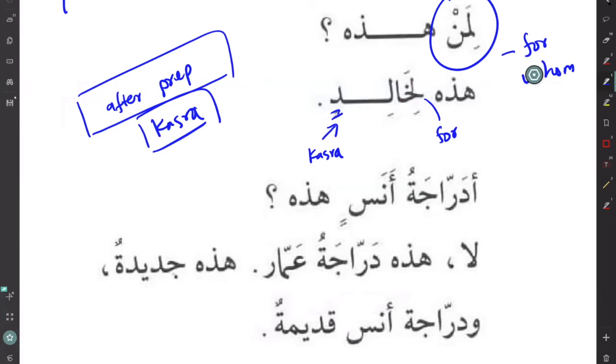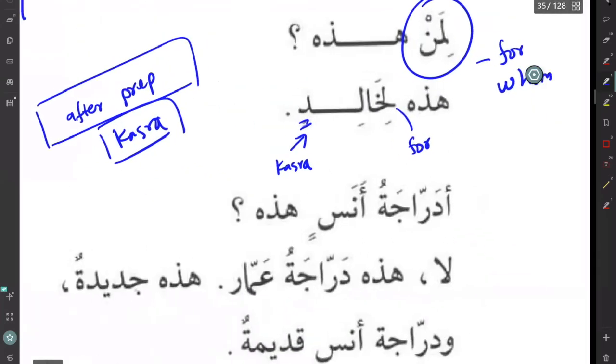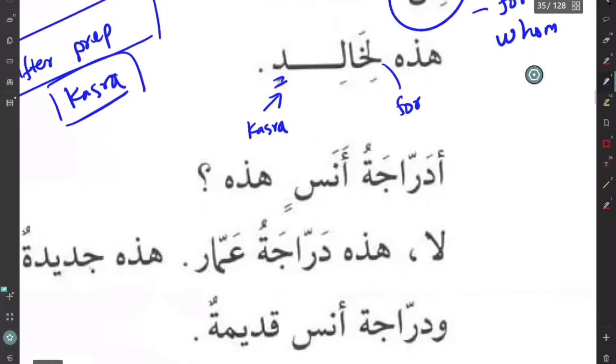Last time, I think we learned four of them. So this is our fifth preposition. One of the very complicated and very expressive prepositions is harf li, because this li has many different meanings. It could mean for, it could mean have, it could mean with. But the most standard one is for. Okay, so for Hamid. So whose is this? This is for Hamid.